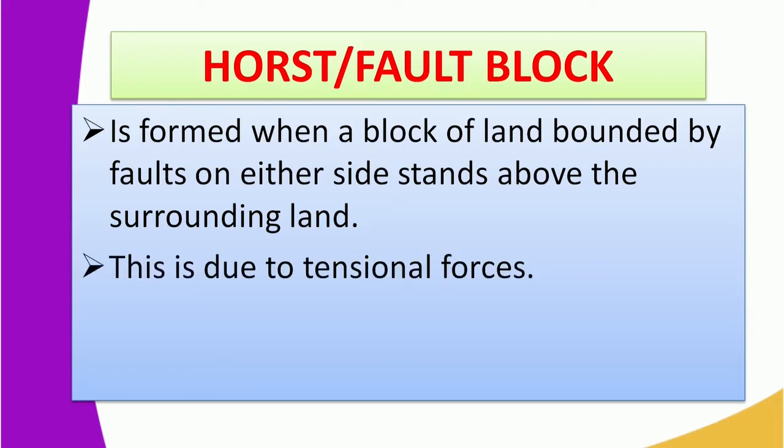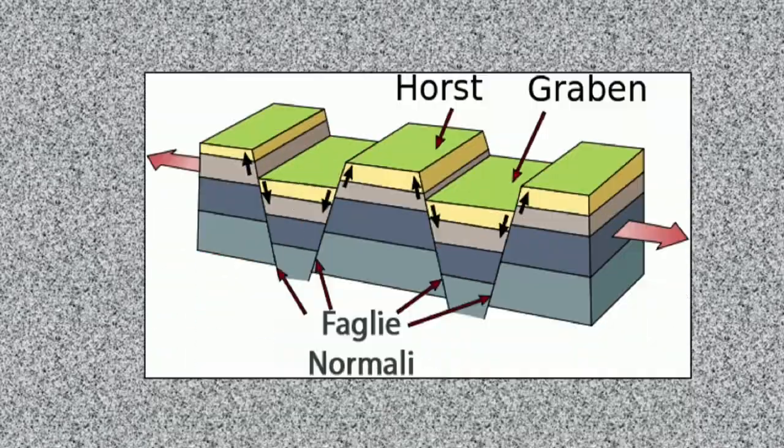Horst blocks mainly form as a result of tensional forces or compressional forces. Here is an image of a horst block formed by tensional forces. As the tensional force acts on the land surface, it tends to pull or stretch the land away from each other. So part of the land is going to sink and the other part is going to be uplifted. The horst block is the part of land uplifted to be higher than the part that sinks.